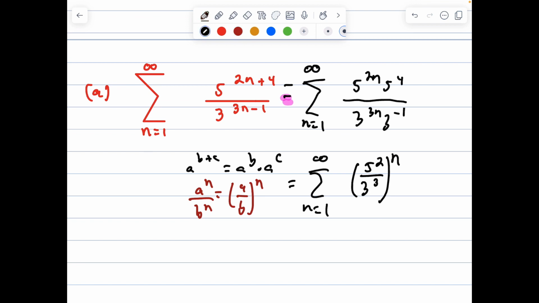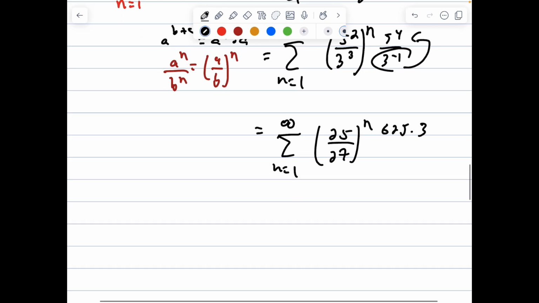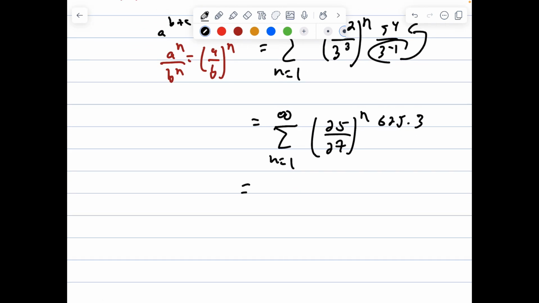And then I really don't care right now about these numbers. I'll get to that in a second. What I do care about is that 5 squared is 25 and 3 to the 3rd is 27. And 5 to the 4th is 625 and 3 to the minus 1 is just 1 over 3, but that's going to flip over, that's going to be 3. It's just another way to think: 3 to the negative 1 just goes back to the top here, and 5 to the 4th is 625 there. And does this series converge?